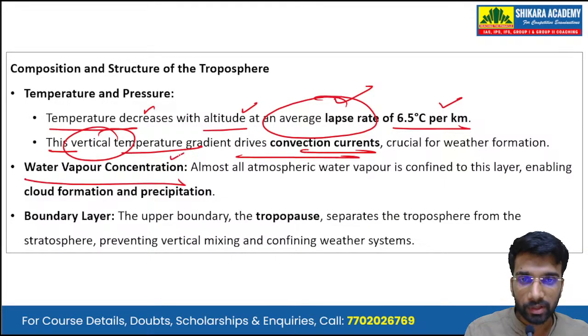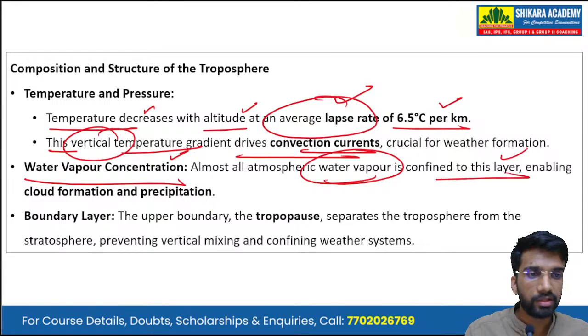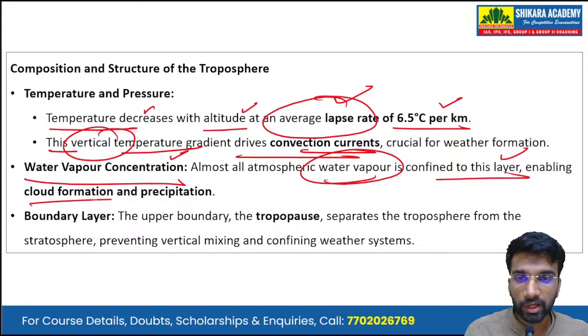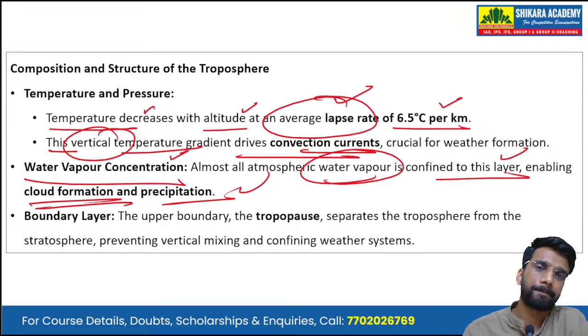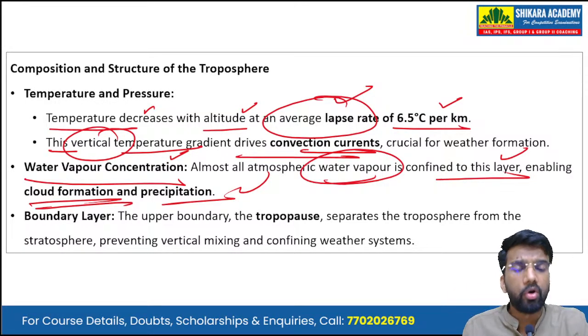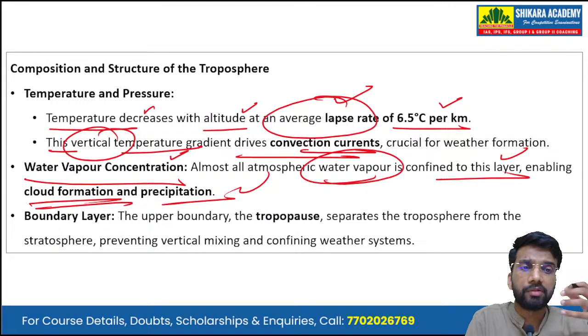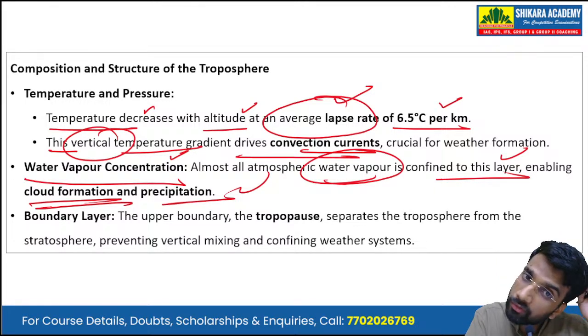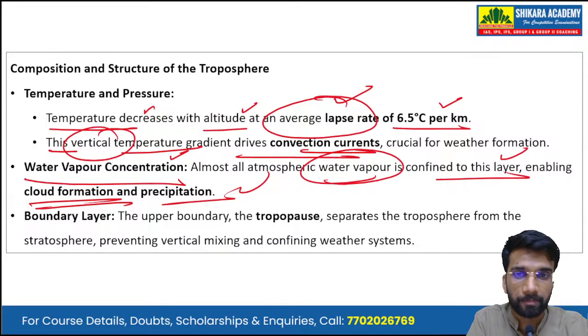Then there is water vapor concentration. Almost all of the atmospheric water vapor is confined in the troposphere, which enables cloud formation and precipitation. So it is because of the presence of almost all of the water vapor that this water vapor enables the formation of clouds as well as precipitation.